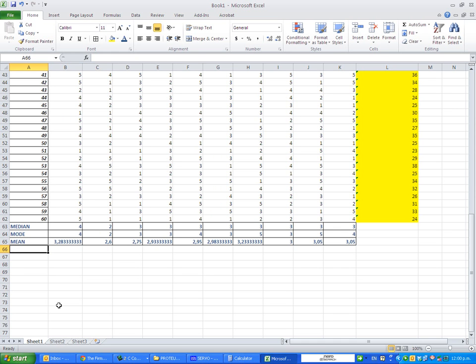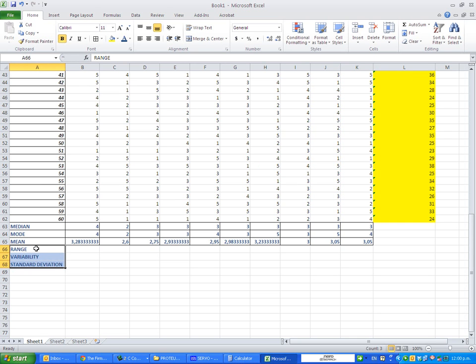Now we are going to find 3 more. We're going to find the range, the variability, and the standard deviation. Now it's your homework to find out how these 3 measures help us in analyzing the data. I'm just going to show you how to get that information from your data, but you have to tell me in your analysis, depending on the meaning of each, what is your conclusion.